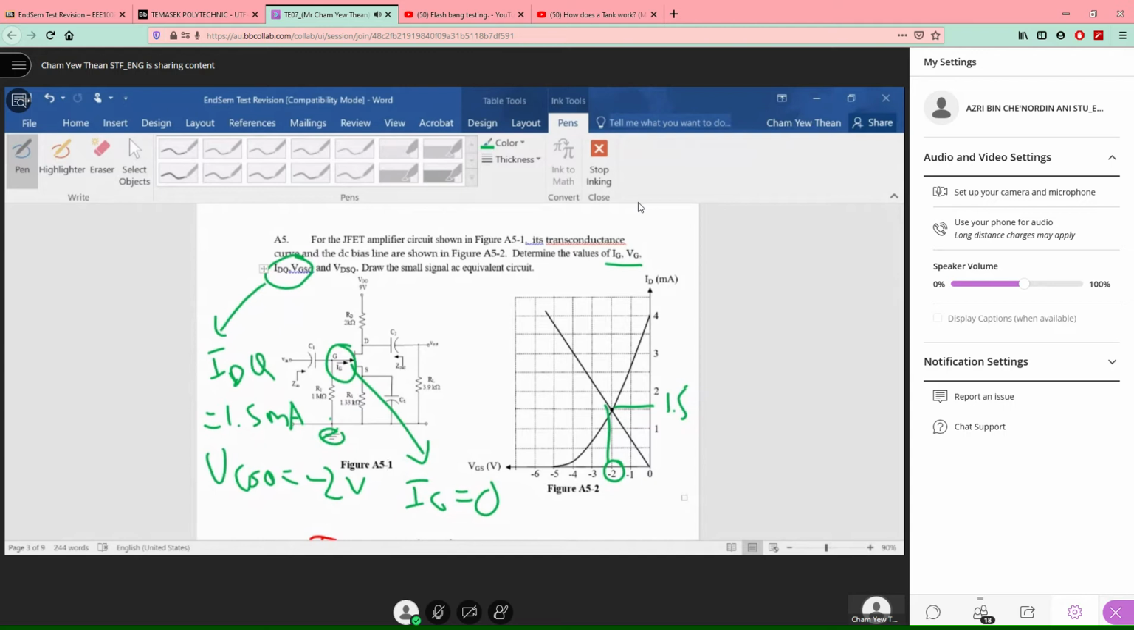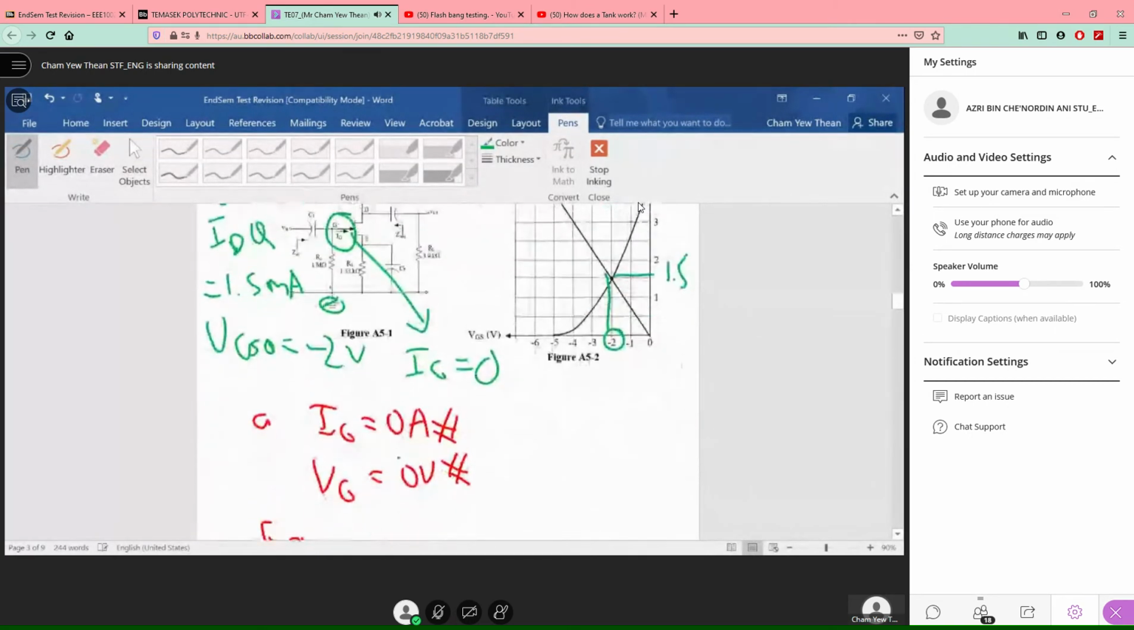If your IG is 0, what is your VG with respect to ground? What is the voltage at VG if the current moving in is 0 and it is attached to ground? What is the voltage of VG, class? Is it 0? Yes, 0, because the current is 0 so no current flows through. VG is actually also grounded. It's also at ground level.